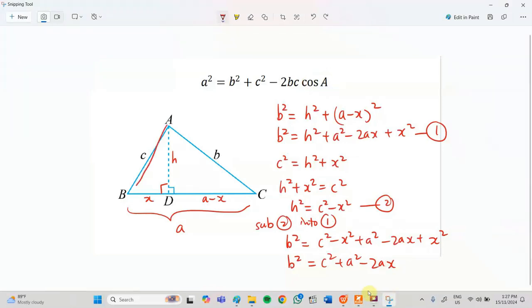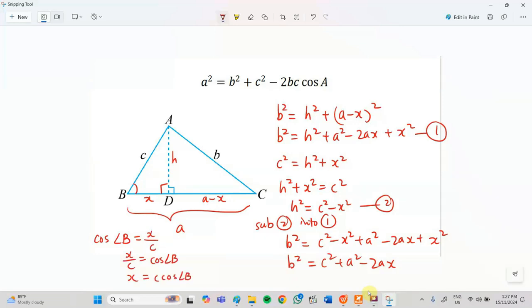Then we still have an x here, which we are going to relate to the cosine. So we refer to this triangle again. You see that if we take the cosine of angle B, this is equal to the ratio of the adjacent side over the hypotenuse, which is x over c. So from here, we can say that x equals c cosine angle B. Hence, we are going to substitute again this into this. You get b squared equals c squared plus a squared minus 2ac cosine B.